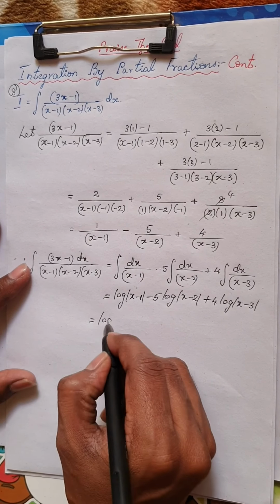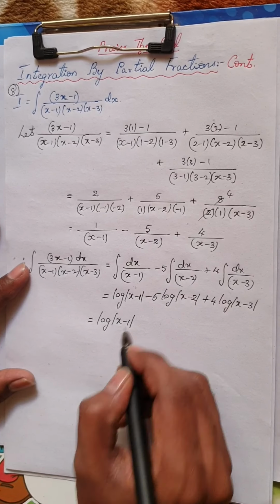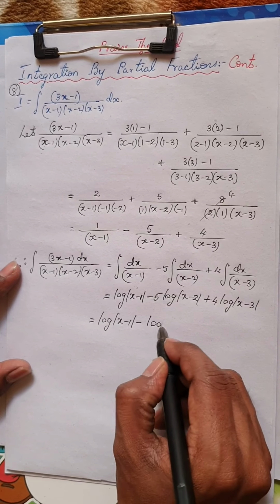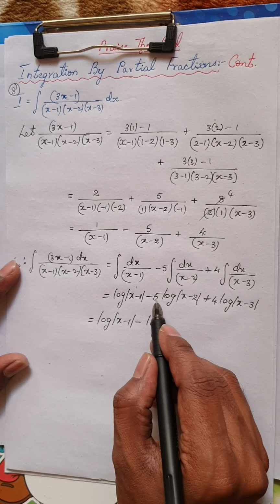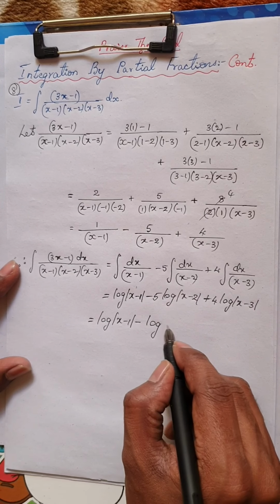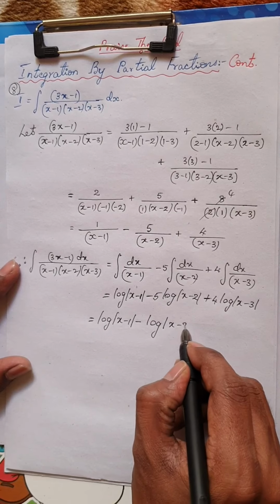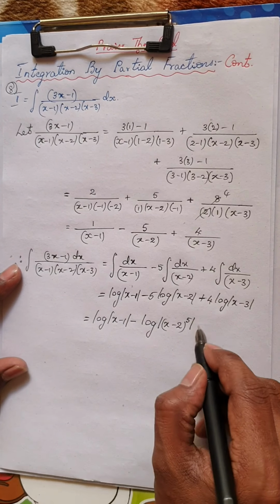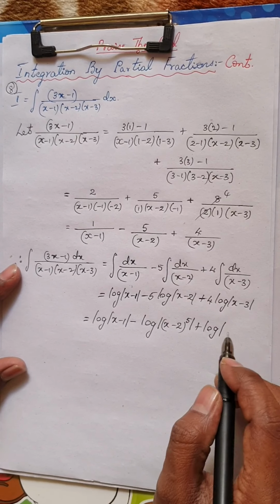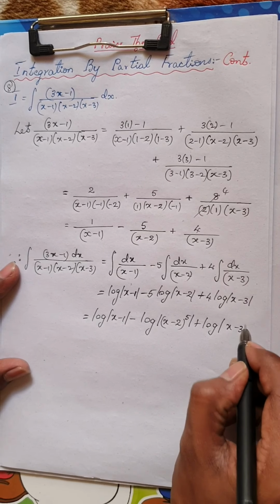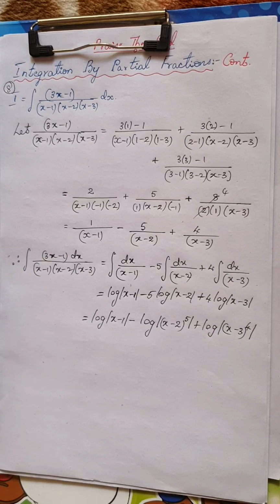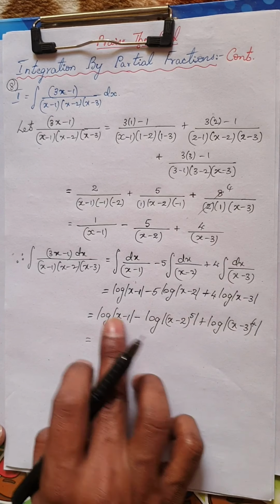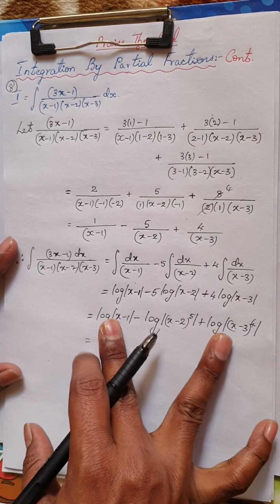As I told you, I am going to write this as it is because there is nothing much to do here. Now minus, as I told you, using the logarithms, log of m power n can be written as n log m. So I am going to write it as x minus 2 whole power 5. Plus, similarly, this would be log of mod x minus 3 whole power 4. Right. Now if you take these two terms, this is of the form log m plus log n.